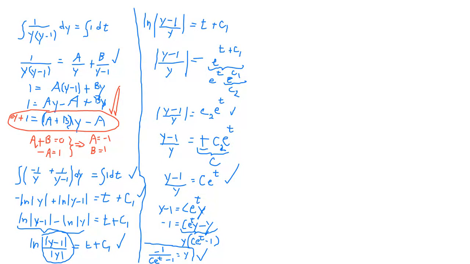Zachary, this answer's fine. You could write it multiple ways. If you multiply top and bottom by e to the negative t, you could write it different ways, but this is the best we can do.